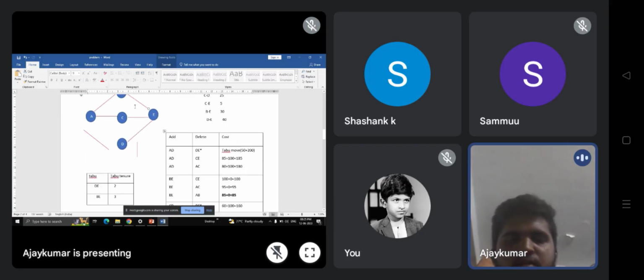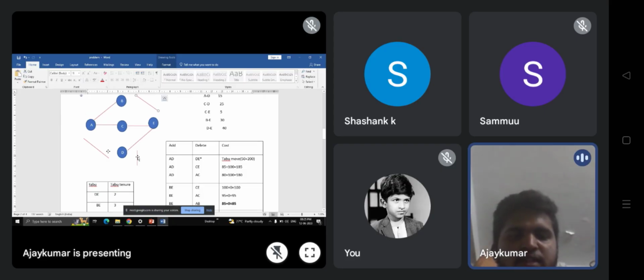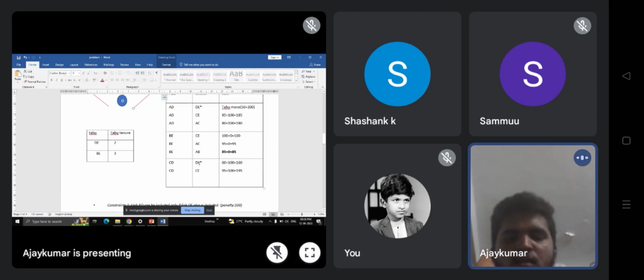Adding CD also forms a cycle, so we need to remove one of the two edges. By adding this, we need to remove one of the edges. First, we try removing D. As I mentioned, D is also in Tabu, but it gives the best solution compared to this.